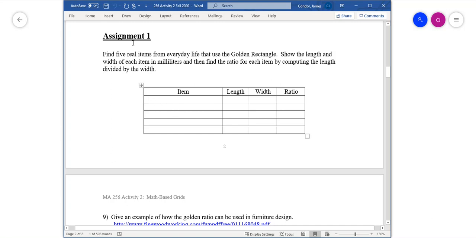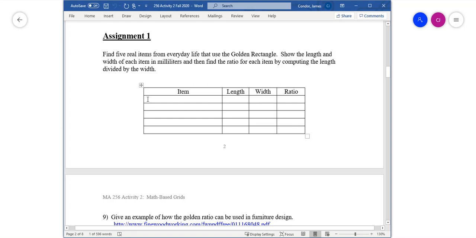So for assignment 1, you're going to find something that looks like a rectangle, and you're going to measure it. You take the length, write it down, and then the width. Then you take the length divided by the width, and you'll come up with some value. You want it to come out to basically 1.618. So we're trying to find items that are a golden rectangle, right?